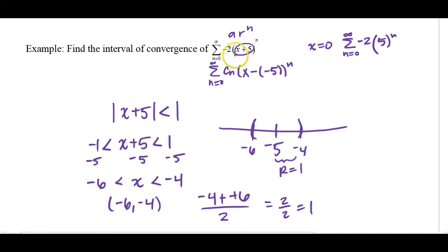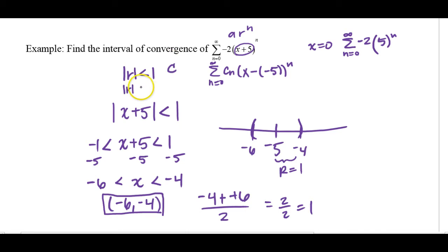Because this is geometric, I can say with certainty that this interval from -6 to -4, those are the only x values that are going to allow this original series to converge. So the endpoints will not work because the geometric series test says that the absolute value of r has to be less than 1, and that converges.